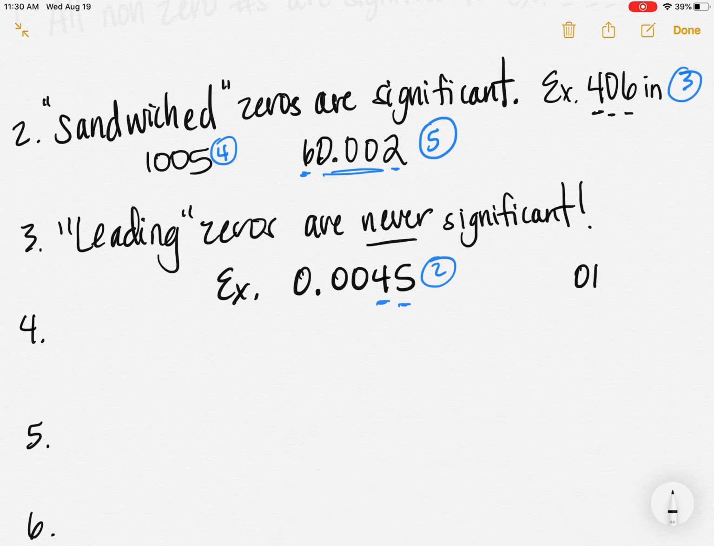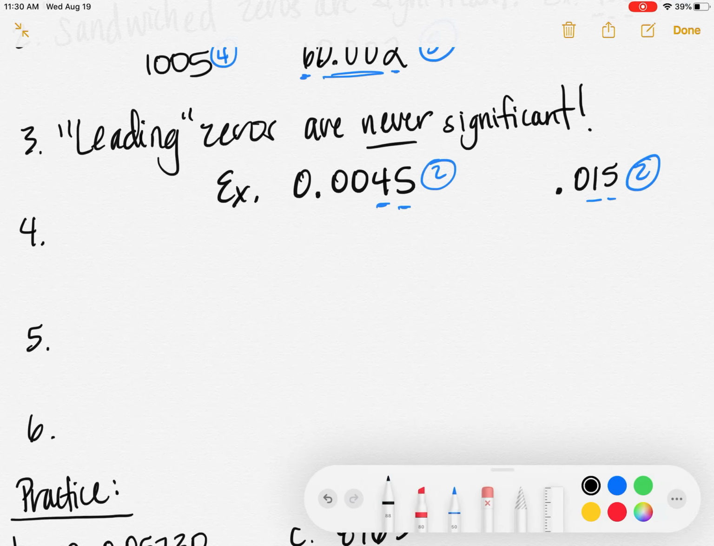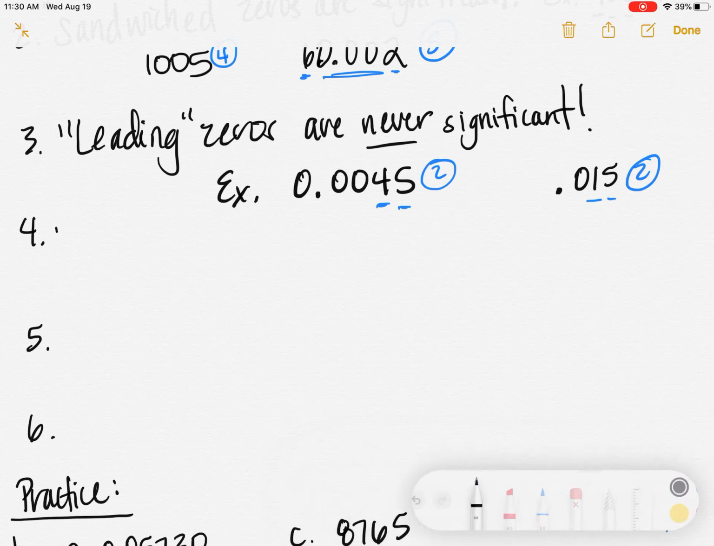We don't really see leading zeros in front of numbers that aren't decimals, because think about it, you wouldn't write 015 to be 15. So you're only going to see it with a decimal. So something like this: that 0 is still a leading zero, and so that number only has 2 sig figs, the 1 and the 5. Okay, if you're not a leading zero, then you're something that I refer to as a trailing zero.